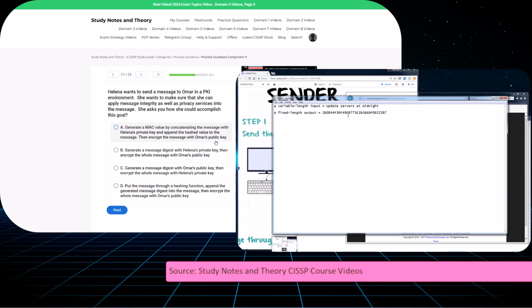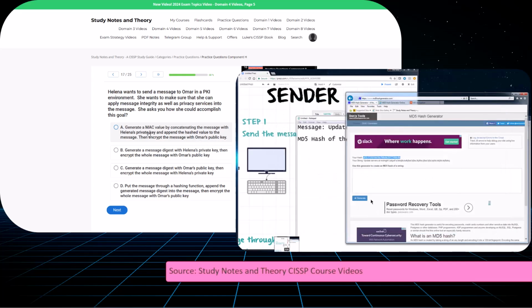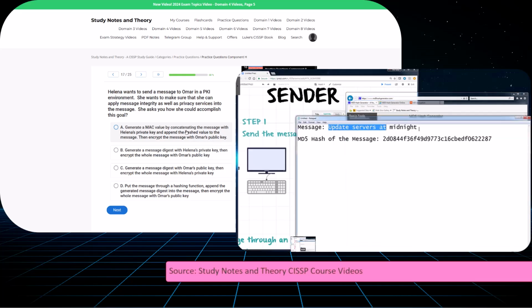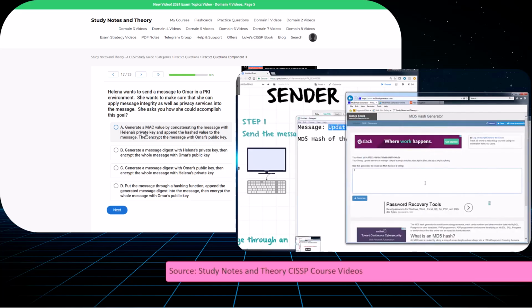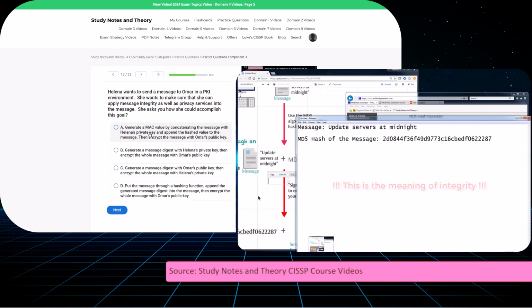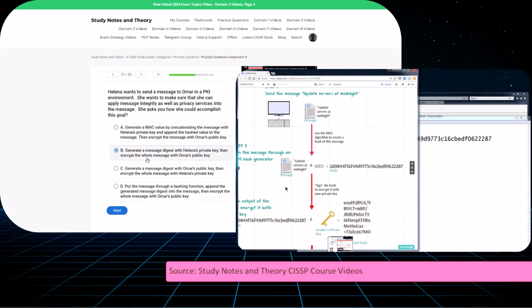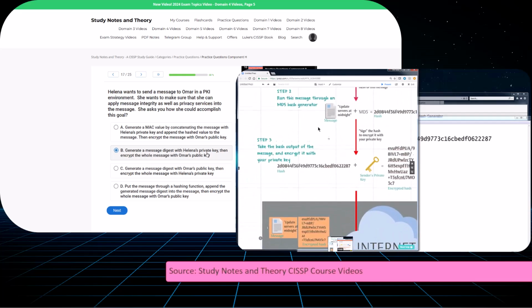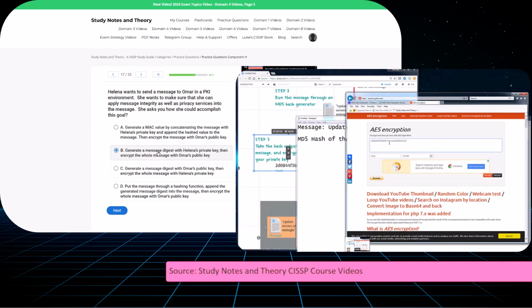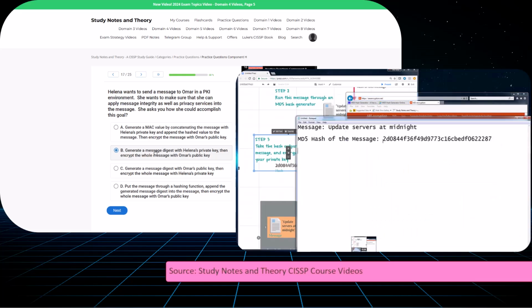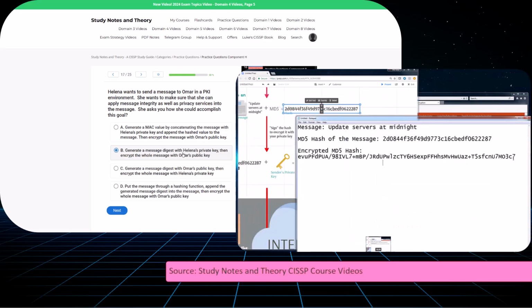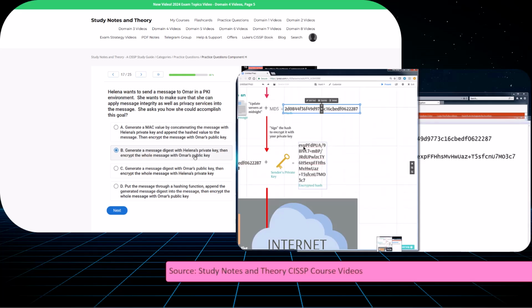Then encrypt the message with Omar's public key. Generate a MAC value by concatenating the message with Helena's private key. I'm not too sure about concatenating the message with Helena's private key. You don't want to send the private key to anyone, so I don't think choice A is the right answer. Generate a message digest with Helena's private key. Message digest, that's an integrity thing, so maybe it's choice B. Generate a message digest with Helena's private key, then encrypt the whole message with Omar's public key.